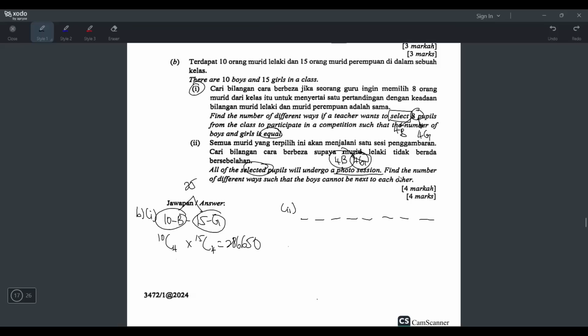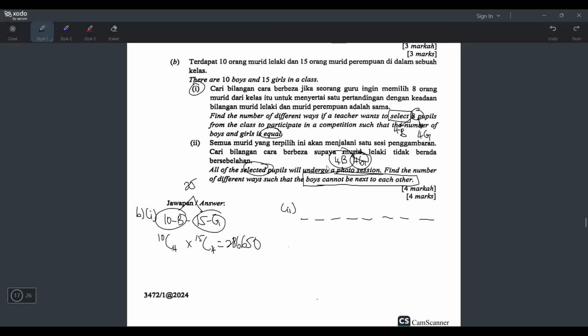But there is a condition. They said the number of different ways that the boys cannot be next to each other. So boys cannot be together. But when they say boys cannot be together, it doesn't only mean 4 boys cannot be together. 3 boys also cannot be together, 2 boys also cannot be together. It means there cannot be any boys side by side. I repeat one more time: boys cannot be next to each other means 4 boys cannot be together, 3 boys also cannot, 2 boys also cannot. So boy and boy cannot be side by side. Okay, let me tell you how I will do this question.